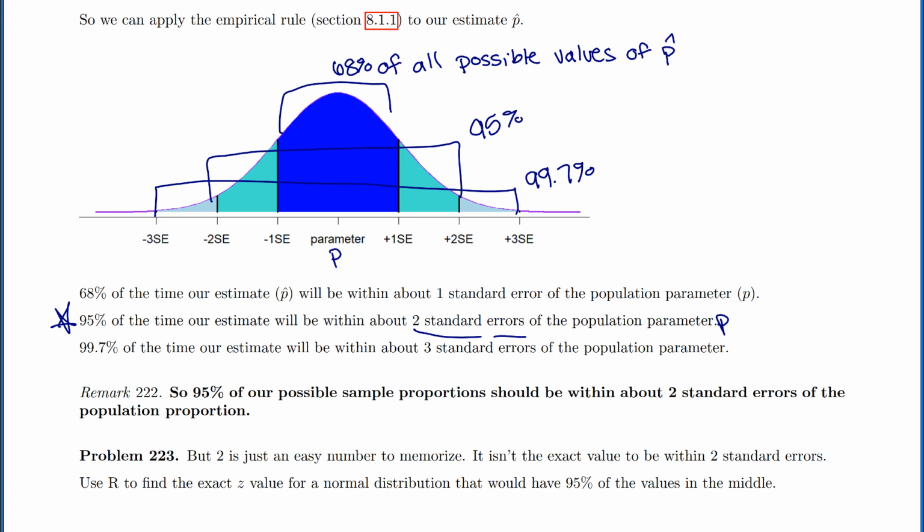But 2 is just an easy number to memorize. It isn't the exact value to be within 2 standard errors. Let's use R to find the exact z value for a normal distribution that would have 95% of the values in the middle.